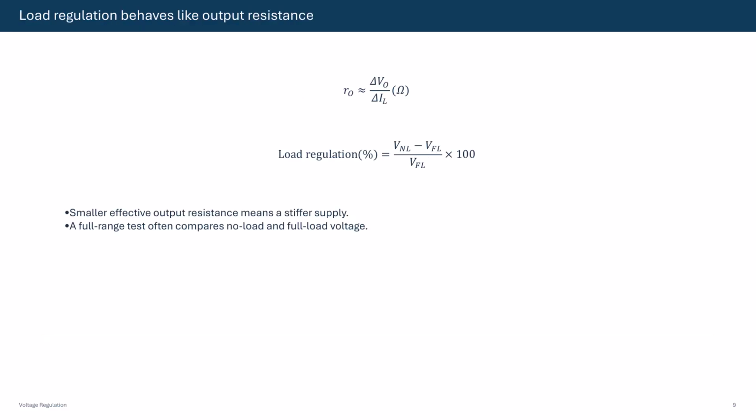Load regulation measures the output change when load current changes. The ratio delta VO over delta IL has units of ohms and behaves like an effective output resistance. A smaller value means the supply is stiffer. Percentage load regulation commonly compares the no-load voltage, VNL, with the full load voltage, VFL.